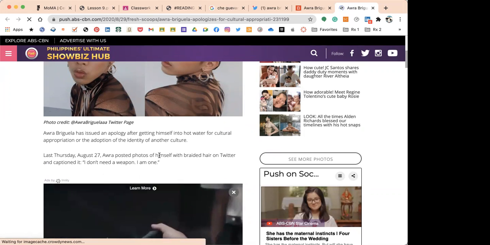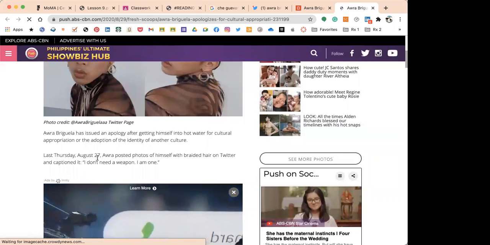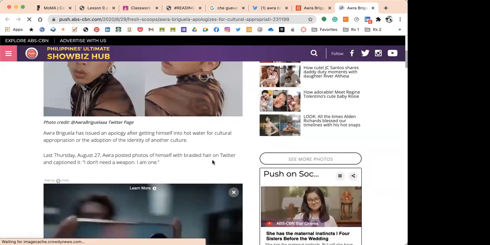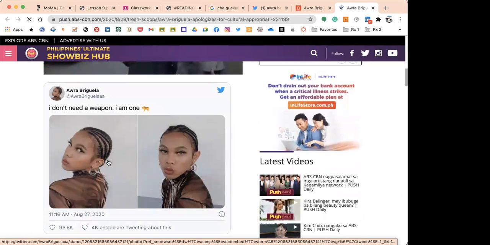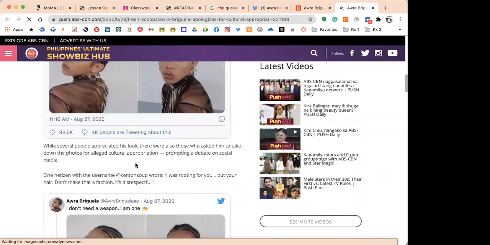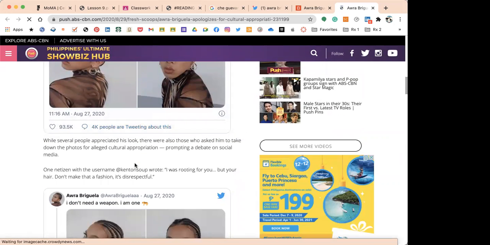adoption of the identity of another culture. Last August 27th, Aura posted photos of herself with braided hair on Twitter and captioned it, "I don't need a weapon, I am one." Ito yung images. While several people appreciated her look, there were also those who asked her to take down the photos for alleged cultural appropriation, prompting a debate on social media.